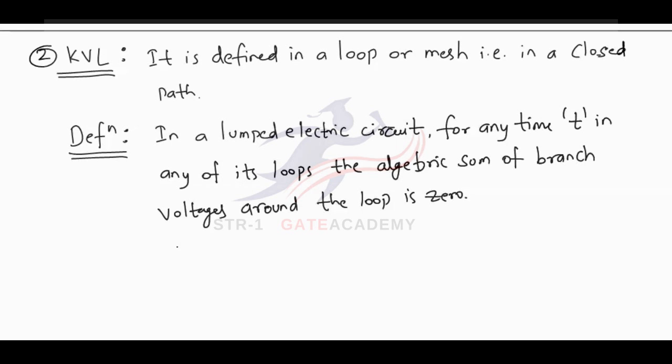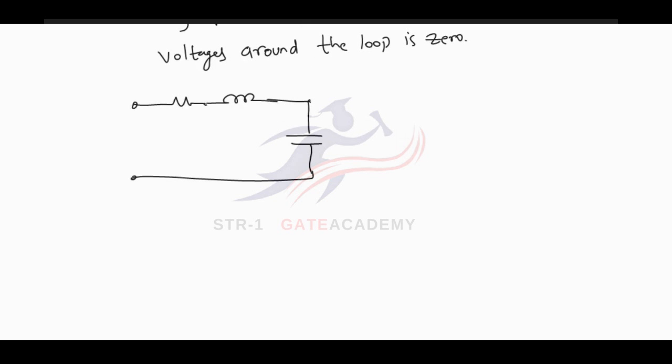Okay. Now let us understand this with the help of a diagram. Let me consider a diagram in which I have three elements, that is a resistor, an inductor and a capacitor. How many branches are there in this circuit? There are three branches, because between every two elements there is a node. This resistor is one branch, this inductor is the second branch, and the capacitor is the third branch. So there are three branches in this network.